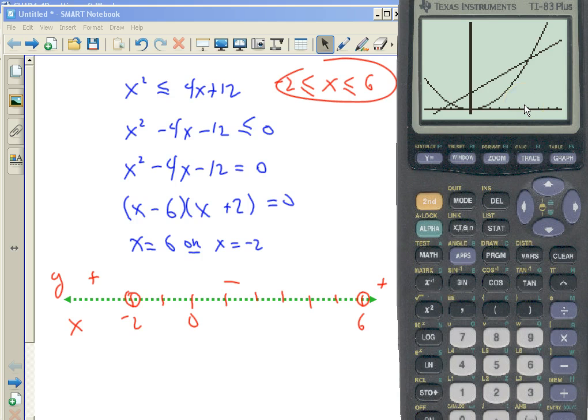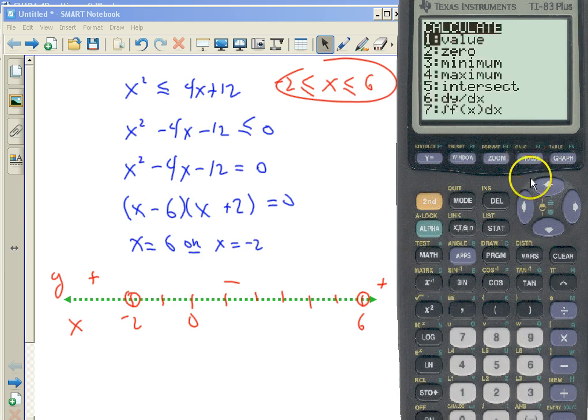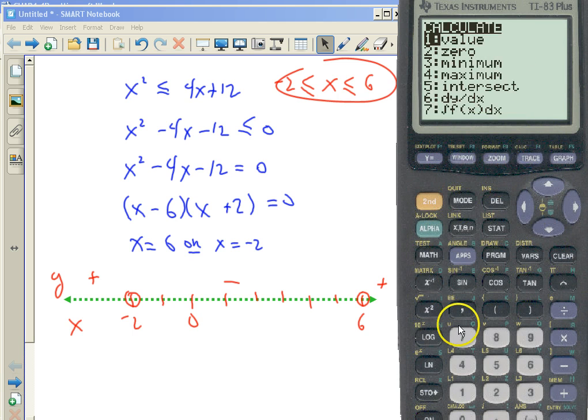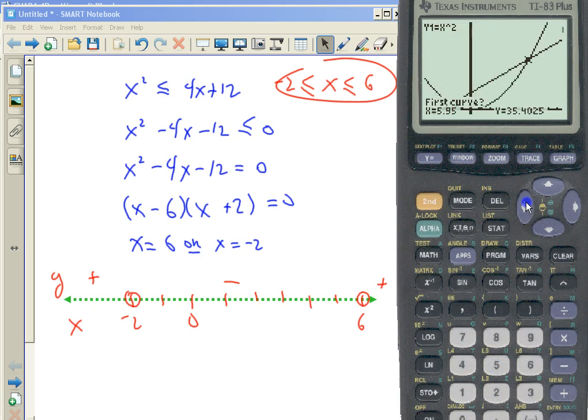How to get them? Second trace, what? 5, intersect. All right, and if you get closer to this one, it'll go there. First curve, hit enter. Second curve, hit enter. Guess, hit enter. And do you get 6? You do. All right, how about the other one? Second trace, and let's do intersect, but let's trace it back closer to the other intersection point, at least halfway there. Then you don't have to guess anything. First, second, and guess. Is it -2? It is. All right, so we checked graphically what we did analytically using a sign line test.